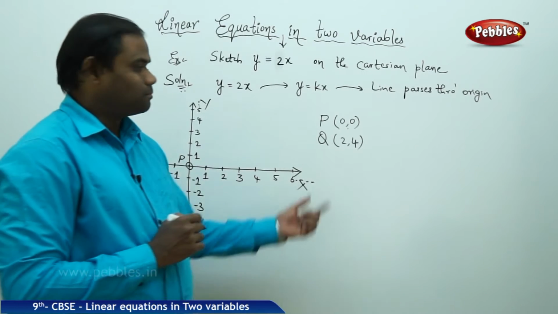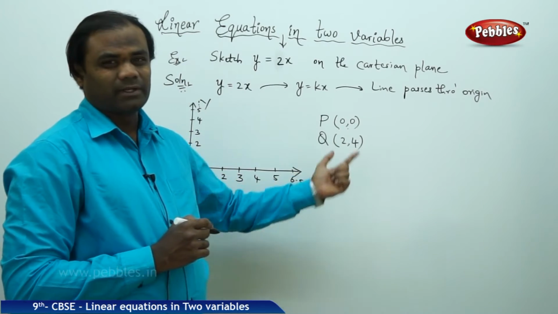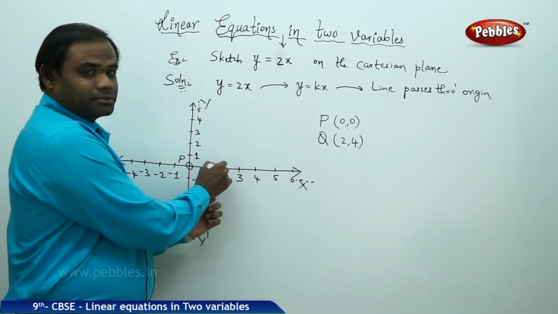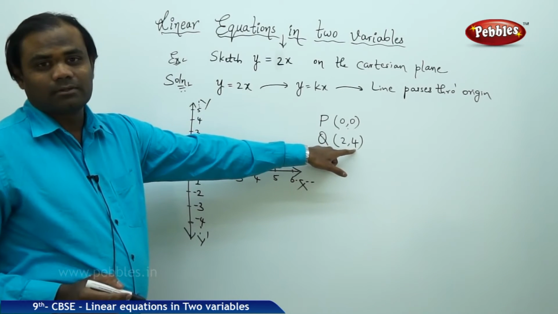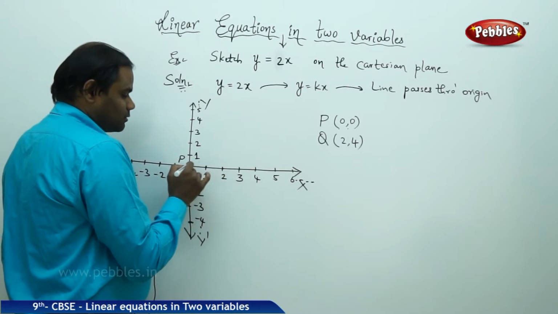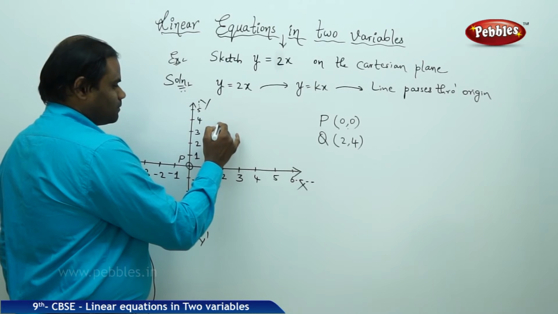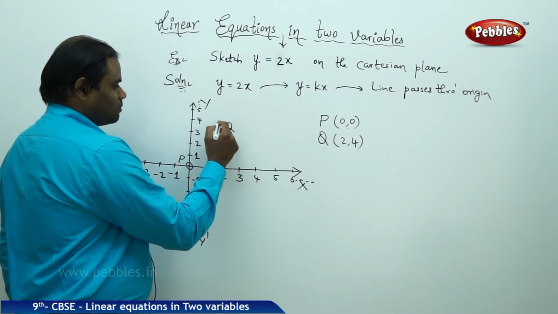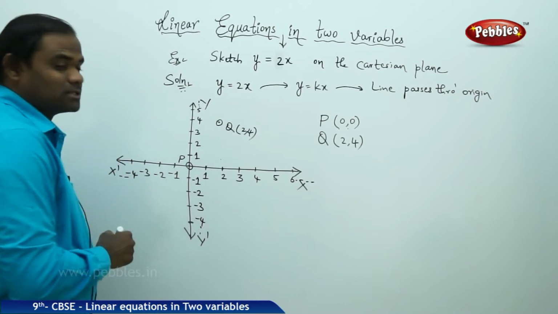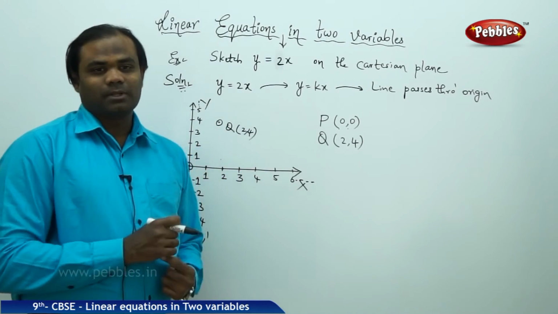Coming to the next point, point Q is 2, 4. That is, the point moves 2 units to the right from the initial point, and 4 units up from there. Therefore, once I reach 2 units to the right from its initial position, I jump 4 units to the top. Is how I get the point Q, which is 2, 4. Is how we get the point Q and point P in the Cartesian plane.